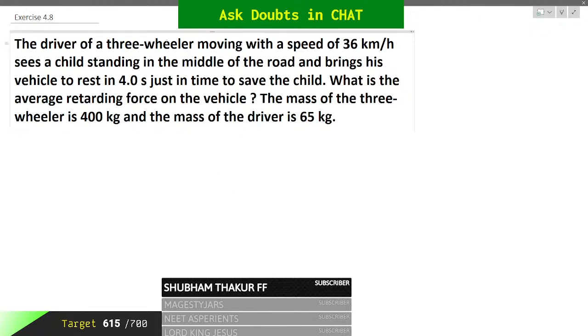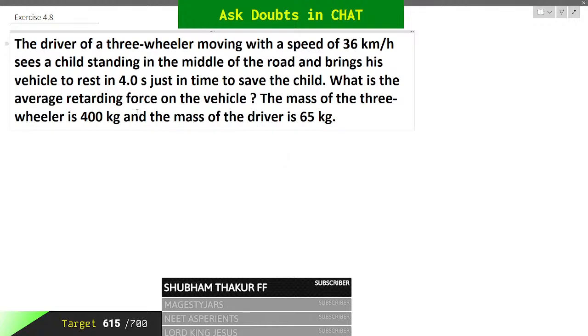In this question, we have a driver of a three-wheeler moving with a speed of 36 km per hour who sees a child standing in the middle of the road and brings his vehicle to rest in 4 seconds, just in time to save the child. What is the average retarding force of the vehicle? The mass of the three-wheeler is 400 kg and the mass of the driver is 65 kg. So here we have again the question that was previously asked about the 50 Newton retarding force being applied on a 20 kg object.